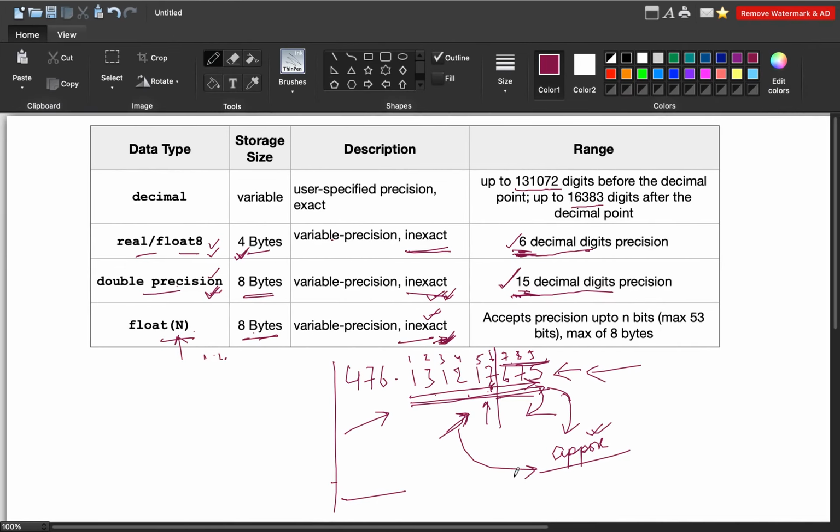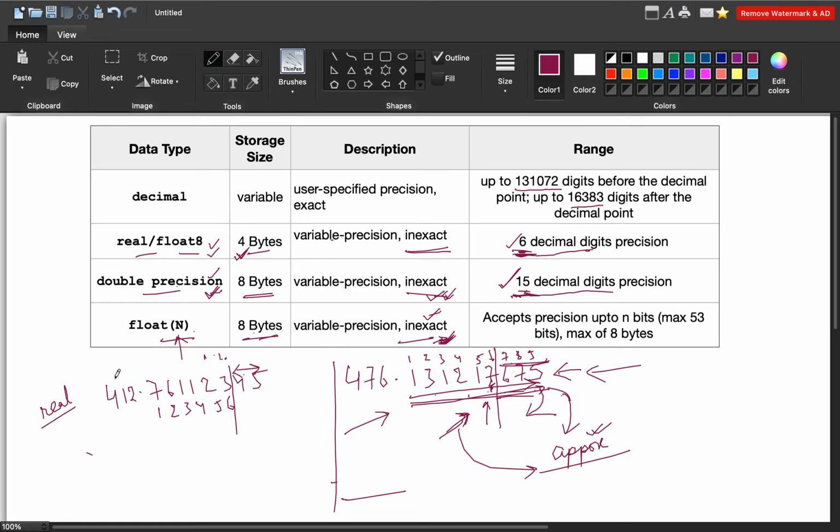Now, suppose you might have inserted a value of this sort. Let's say, for example, 412.76112345. Assume, and this is a real data type. Now, how many digits are there? 1, 2, 3, 4, 5, 6. So float will restrict and store only this much. These two values will not be stored, right?